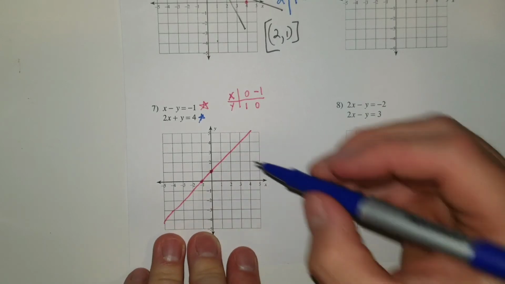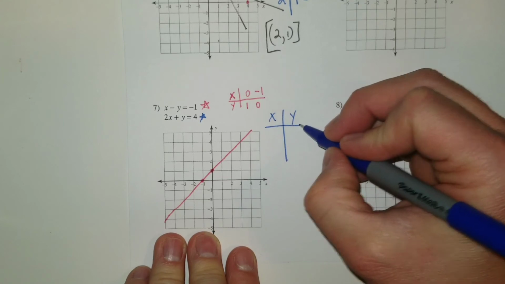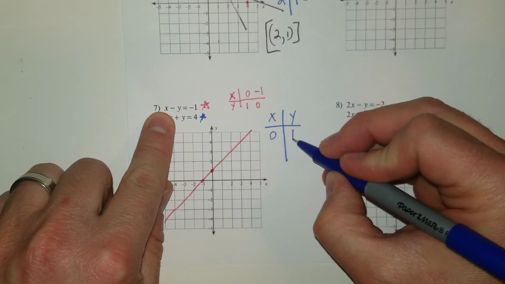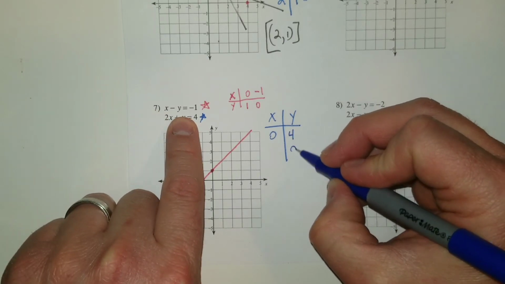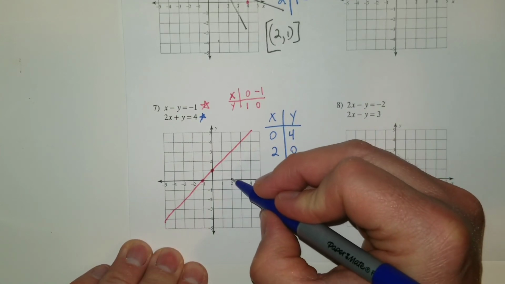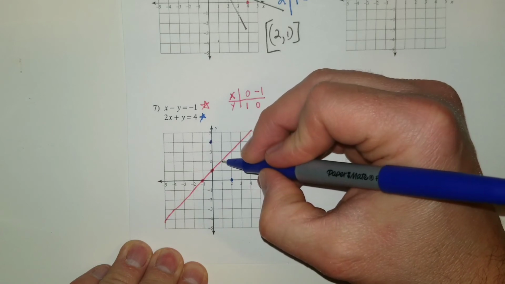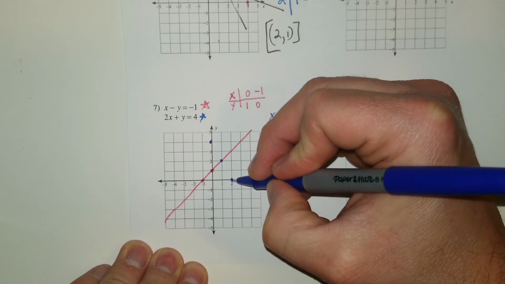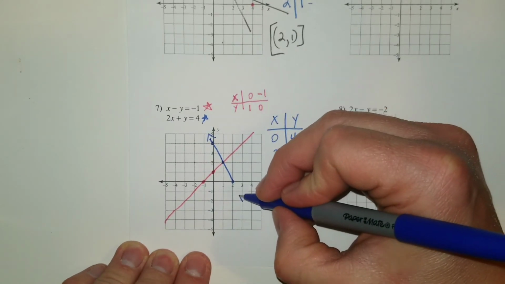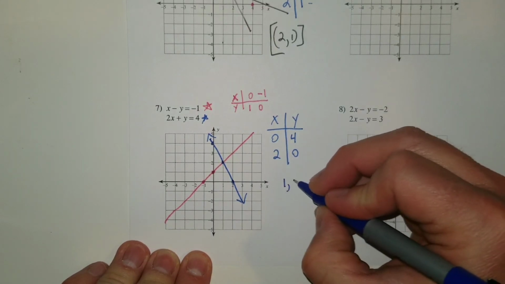Now in the next one right here, we have our t-table, x, y. All right, so if x is 0, y equals 4. That's nice. And cover up that. 2 times what equals 4? 2 times 2. So at 2, 0, and 0, 4. And down 2 over 1, down 2 over 1. It looks like it's going to be right there. And so our solution will be at 1, 2.